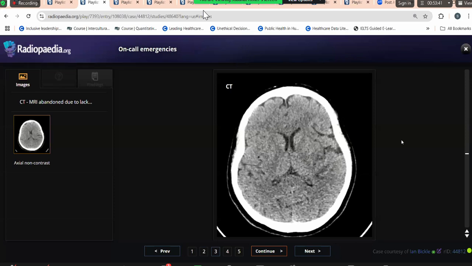So the MRI could not be done, unfortunately, in this patient, but the patient still had persistent symptoms, and this is a CT about 1 to 2 days later. Can you scroll and give me the findings, please? Okay, ma'am.